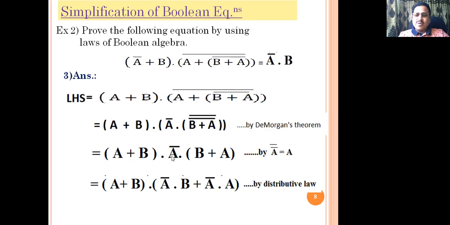Or you can just distribute here: A bar on this term, A bar and B, A bar and A. Now this will go for the next page here. I'll repeat the same equation you got previously: A or B, dot A bar dot B, or A bar dot A. Dot means AND operation, right?